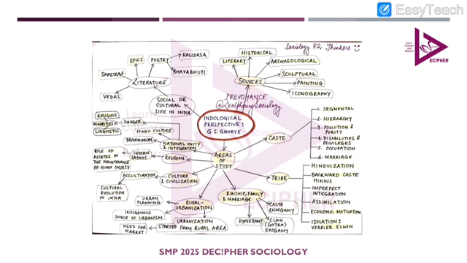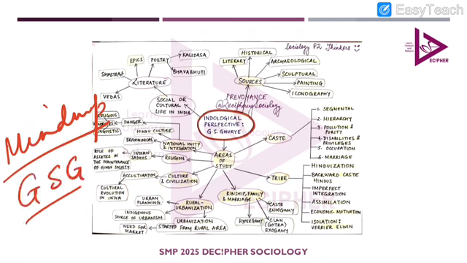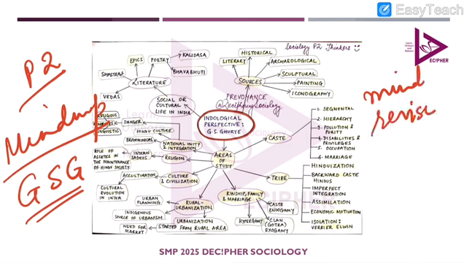This is an example of a mind map of a thinker known as G.S. Ghurye. This is from paper 2, so we have given it as a sample. We will try to provide as many mind maps as possible which will help you in your final revision. You can make such mind maps on your own also, or you can reach out to us for help with some mind mapping or note making.